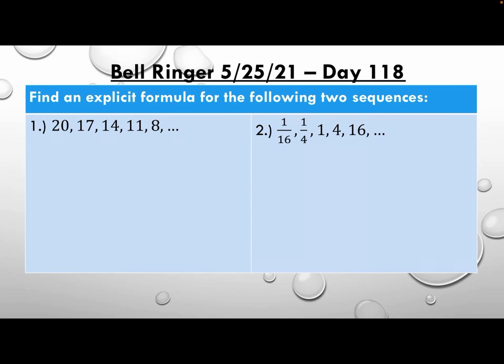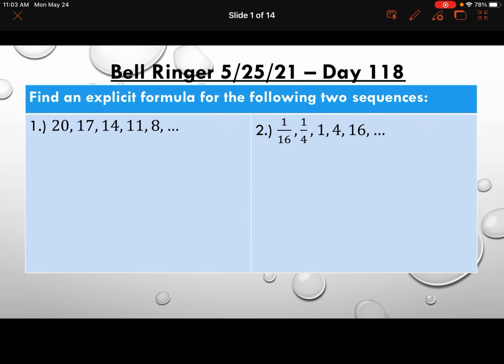But first, before we get to it, let's quickly talk about the bell ringer, just in case it was not covered in class. Obviously, if you answered the bell ringer correctly, you can skip this part, but if you didn't, then probably a good idea to make sure you pay attention to these next couple minutes of the video. So find an explicit formula for the following two sequences. Number one, 20, 17, 14, 11, and 8.